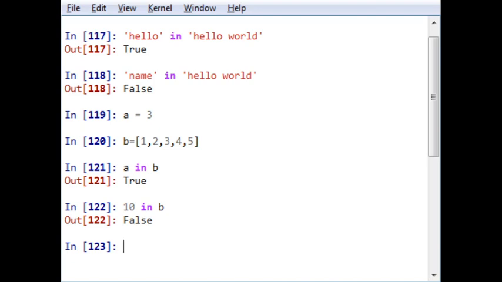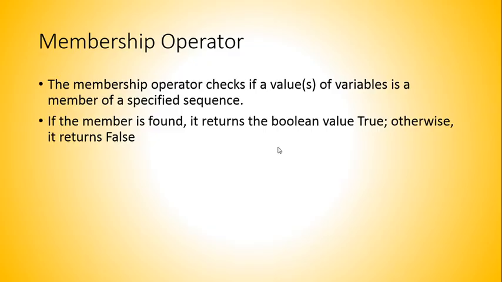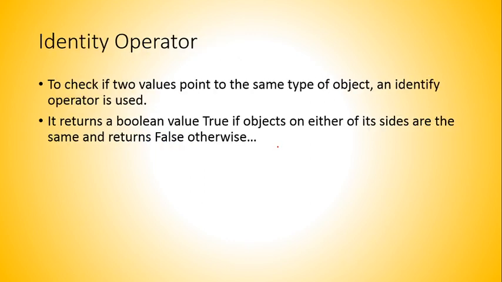Let's move forward to the next slide, regarding the identity operator. This is the simplest type of operator. To check if two values point to the same type of object, an identity operator is used. It returns a boolean value of true or false. It is true if the objects on either side are the same. It is false if they are not the same.